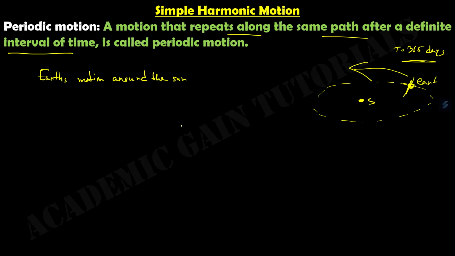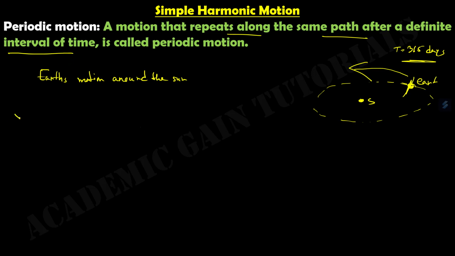There is another example, the motion of the hands of a clock. The hands of a clock, meaning the hour, minute and second hands, also show this kind of motion, which is also known as periodic motion, etc. So I hope you understand the definition of periodic motion.